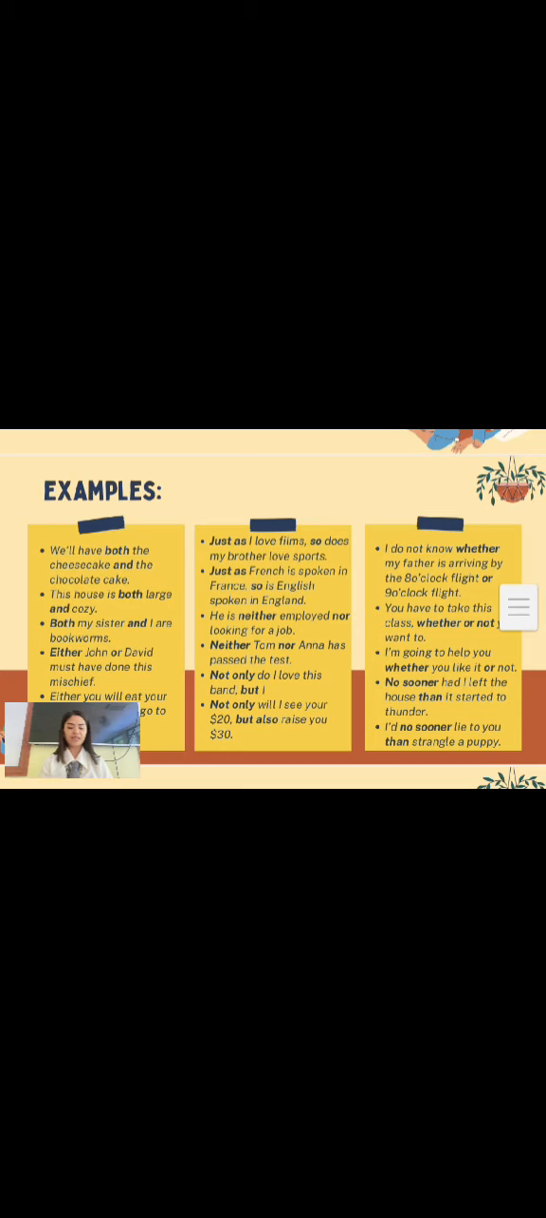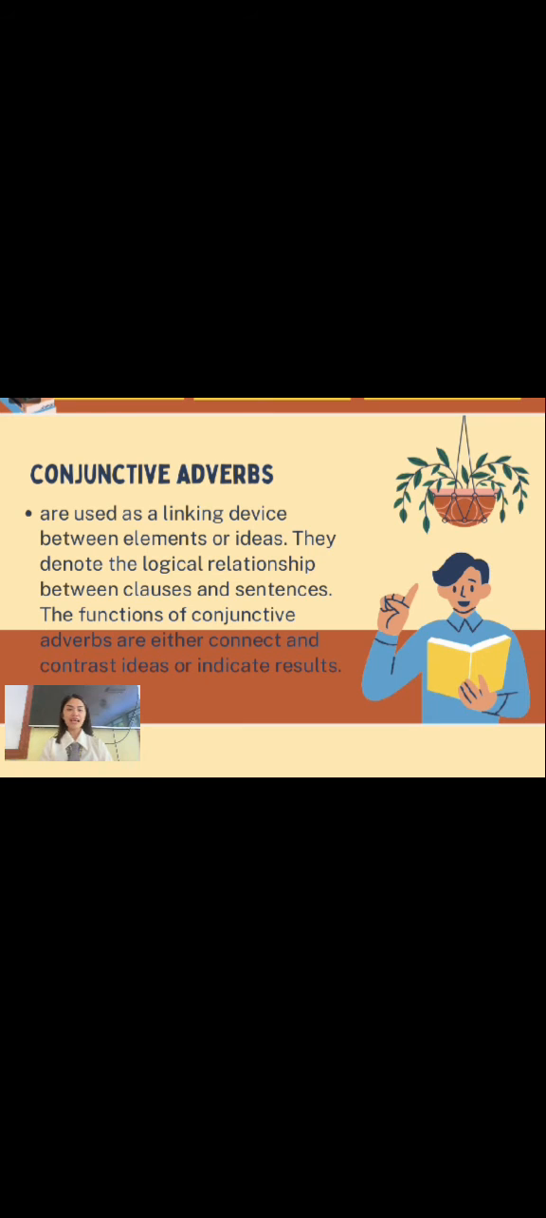Another example, just as I love films, so does my brother love sport. So the correlative conjunction here is just as and so. And lastly, the conjunctive adverbs.